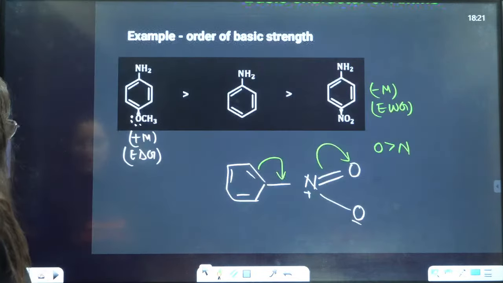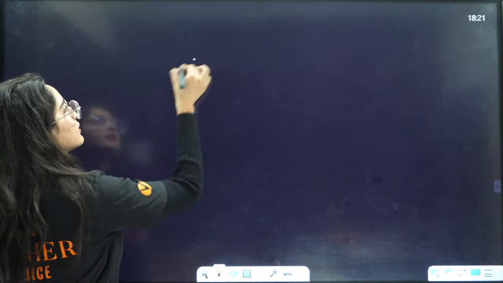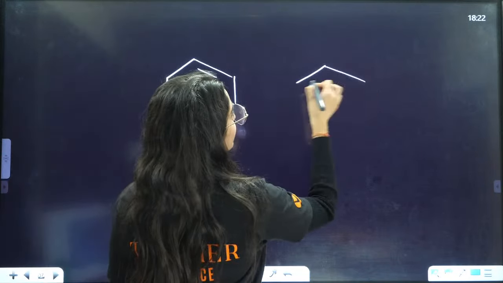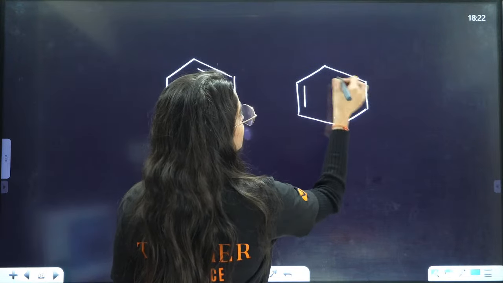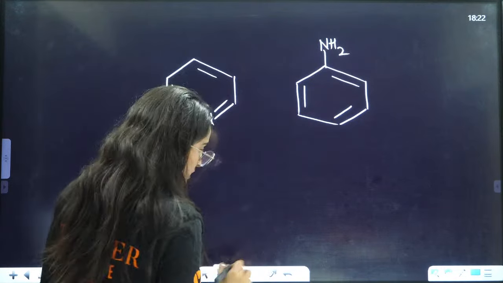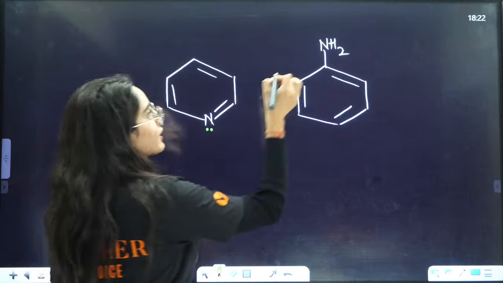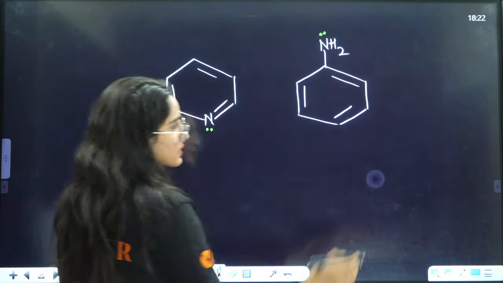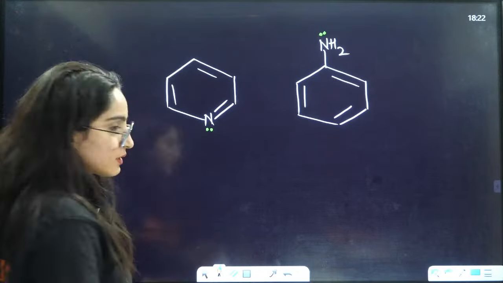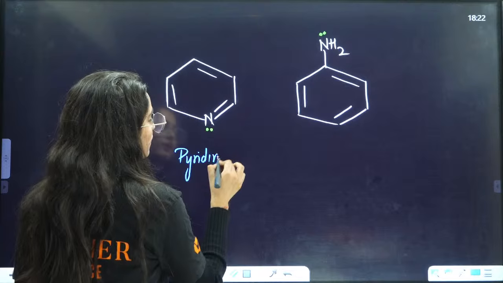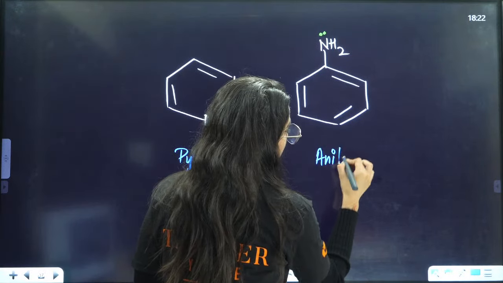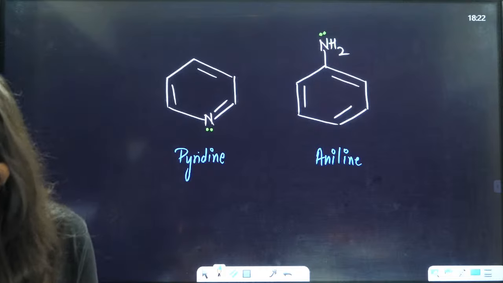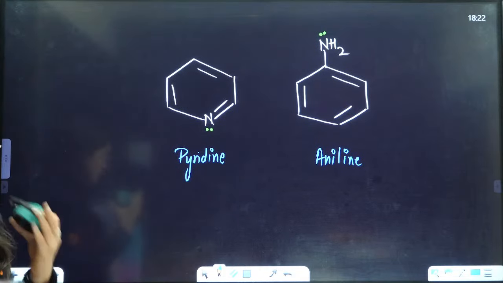There is one more question which will clear your basics. For example, you have pyridine, and here you have aniline. Pyridine also has 2 electrons over here. Now you need to tell me which is more basic and which is less basic. This is pyridine, this is aniline. Which is more basic in nature? A very basic question. Let us see who is able to answer this.